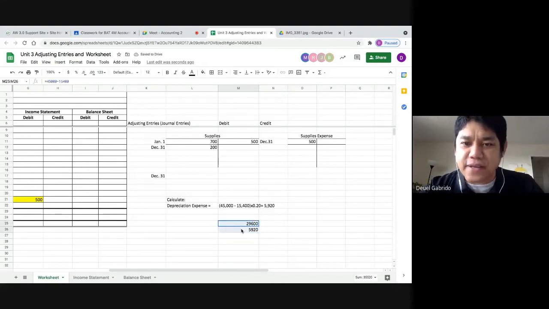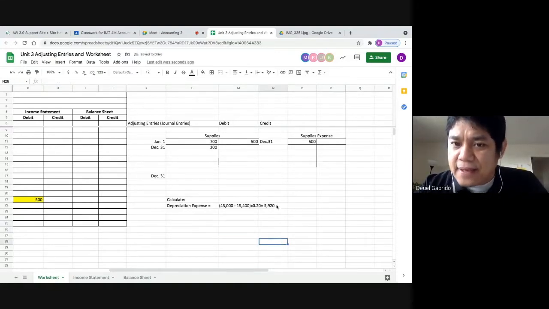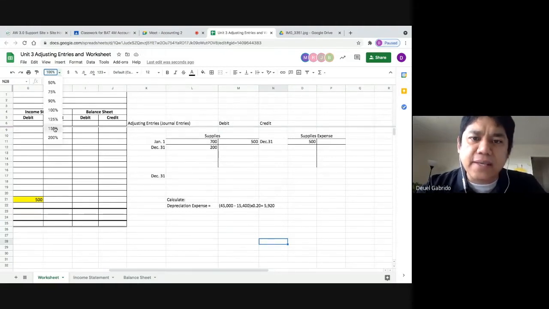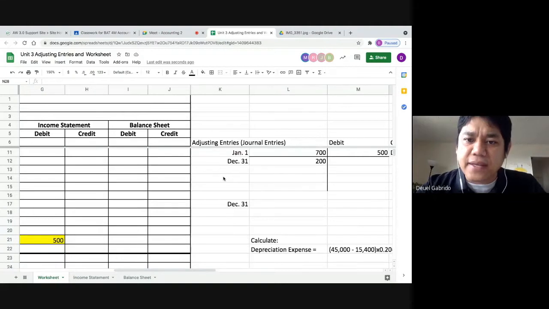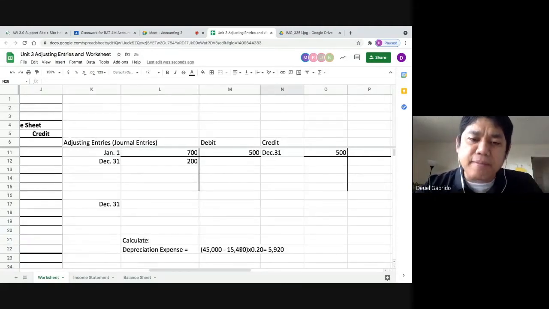Okay, very good. So you guys are right. So this will be, guys, the new decrease this year. Do you understand that? The 5,920 will be the new decrease this year. It decreased in the past already by 15,400, but now there is an additional decrease of 5,920.